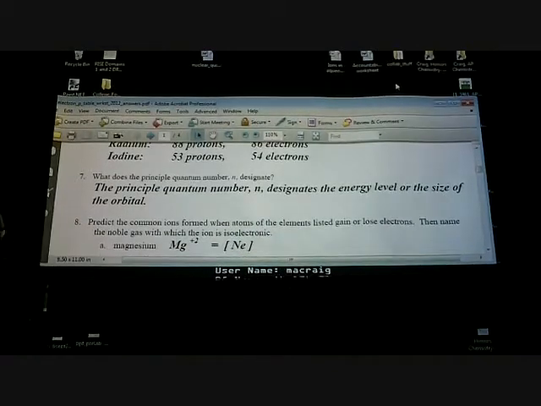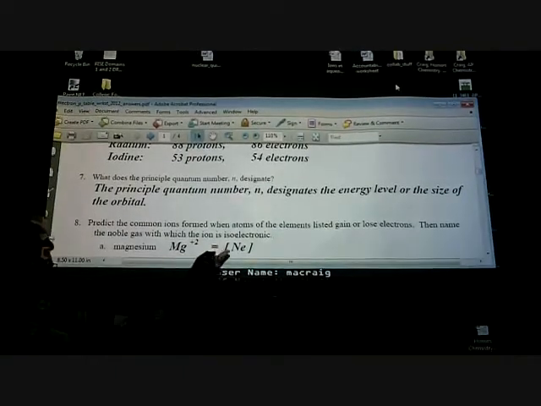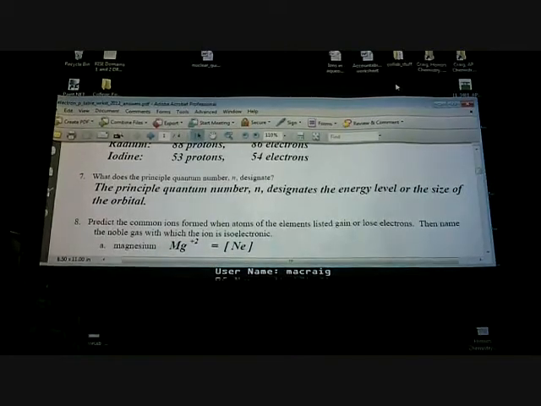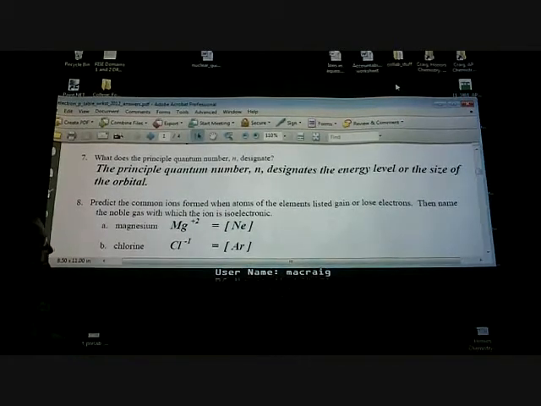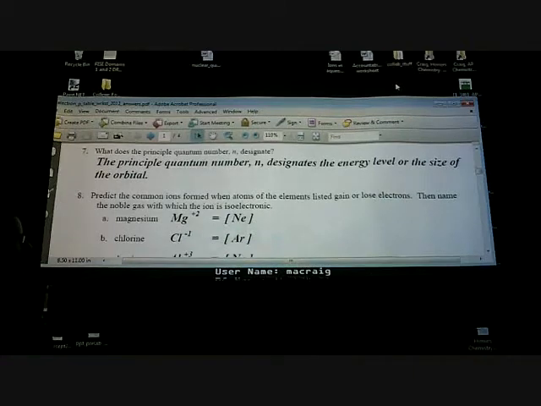Looking at magnesium, being a metal in group 2A, it wants to lose 2 electrons, therefore it'll be a +2 charge and isoelectronic with neon. We need to have it in brackets. Chlorine wants to gain 1 electron, therefore it'll be isoelectronic with argon. Good, not arsenic, argon.